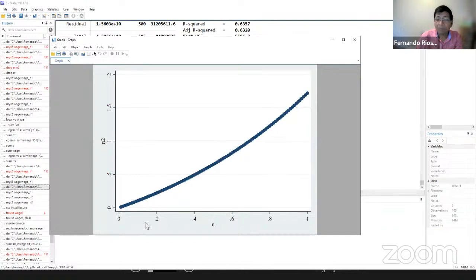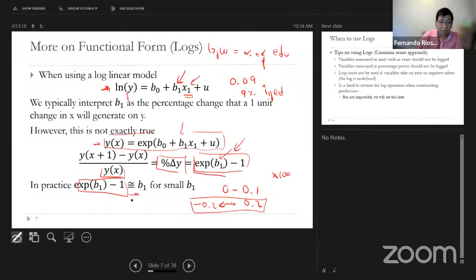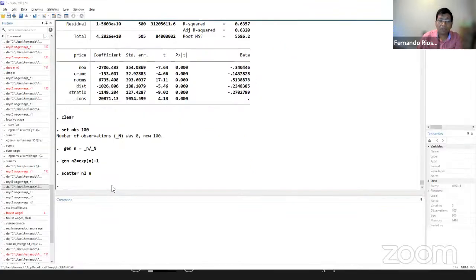Okay, so what I'm trying to plot here is the relationship between the coefficient that you're estimating and the interpretation that we'll be making in terms of the percentage change. This is the approximation, and this is the exact value based on the correct interpretation of the beta coefficients in a log linear model.